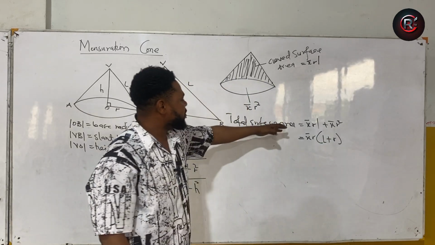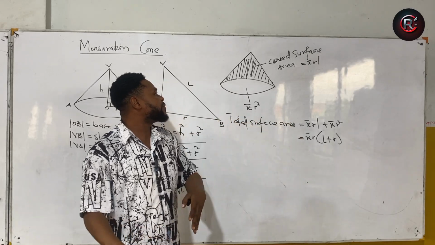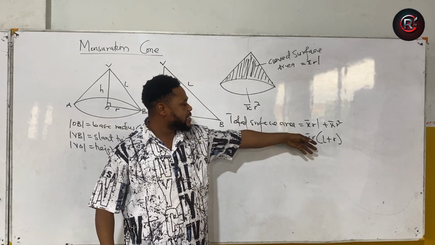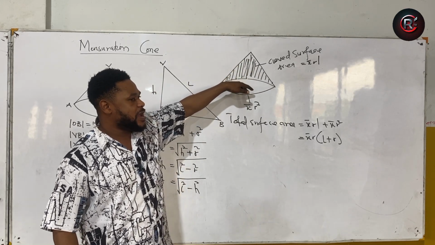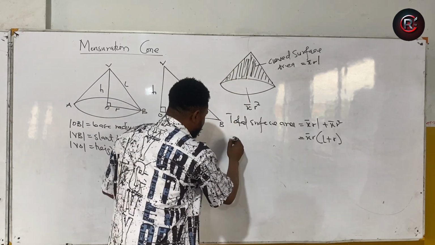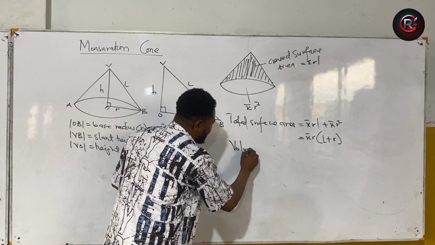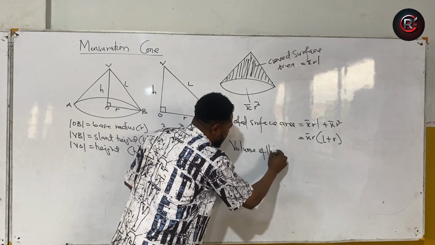So we can also simplify the formula as this. So anytime we are asked to find the total surface area of the cone, it is going to be the curved surface area of the cone plus the area of the base. Now let us also see how we can find the volume of the cone.